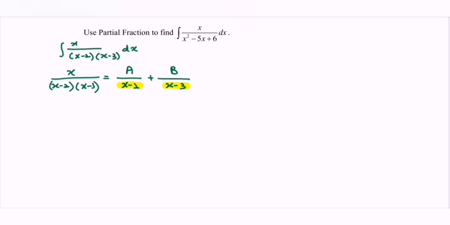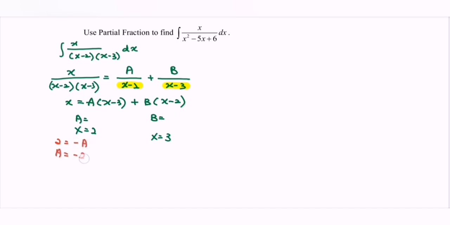Next, we have x equals A multiplied with (x minus 3) plus B multiplied with (x minus 2). Continue. In order to find A, we have to substitute the value of x, which is 2, so that B can be eliminated. In order to find B, we have to eliminate the A. So the suggestion would be x equals 3, so that A can be eliminated. If we substitute x equals 2, we will have 2 equals A multiplied with (2 minus 3), so we have negative A. So A will be equal to negative 2.